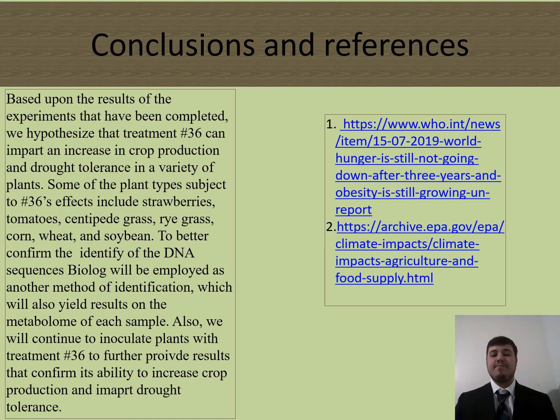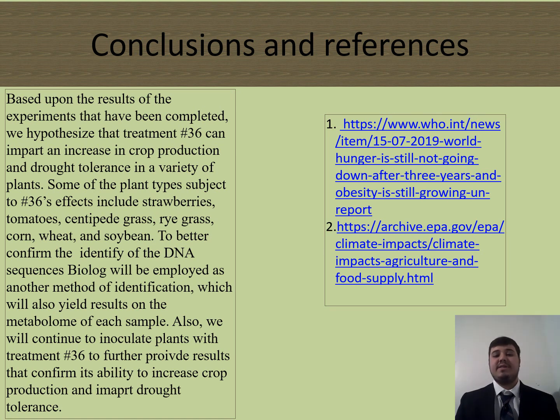To conclude, we will continue this experiment by better identifying our samples using the Biolog system. Biolog is able to identify fungal species by observing their metabolome. And because it observes their metabolome, we are also able to identify if any metabolites are what impart the drought tolerance effects or increase in crop production.